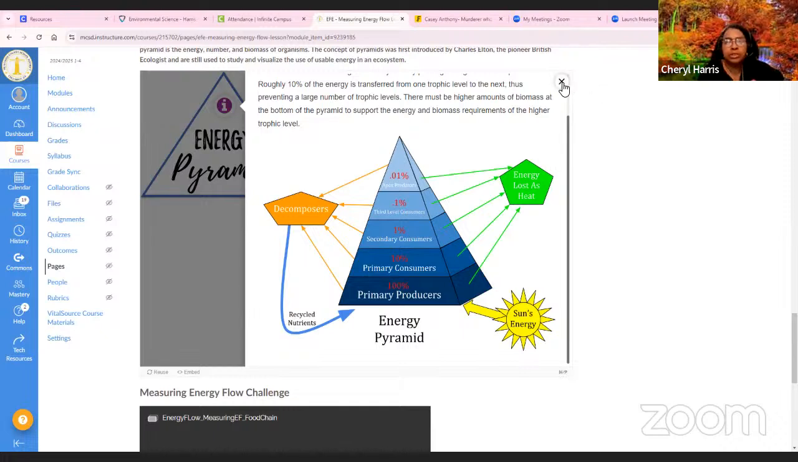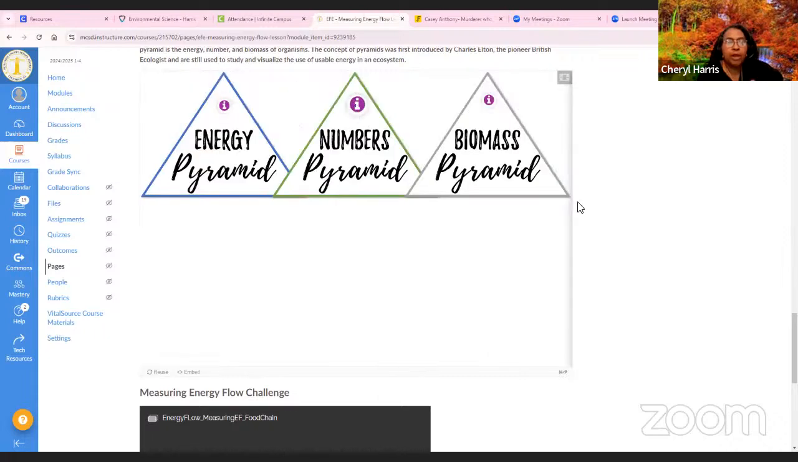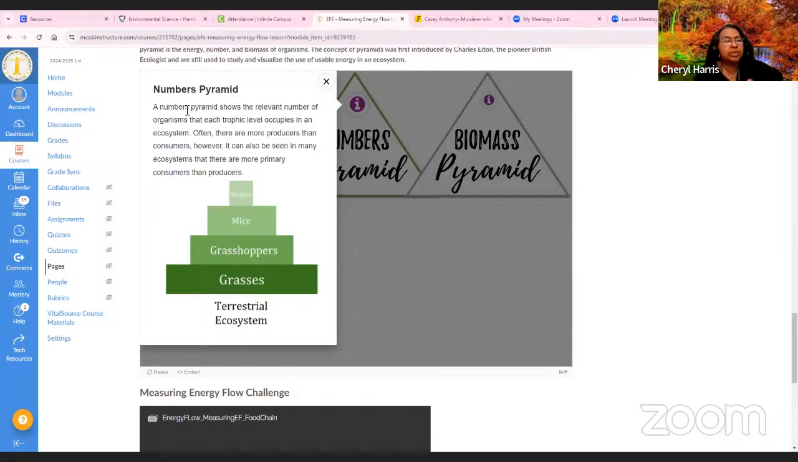All right, so I'm going to close that, but you probably have yours open even if I close mine. All right, and it talked about the numbers. Again, we use a pyramid because they represent the number of organisms. So in a terrestrial ecosystem, we're talking about grass and grasshoppers and mice and snakes. But it's different in an aquatic ecosystem. It would be different in a desert ecosystem. You wouldn't have grass in a desert ecosystem. You might have cactus.